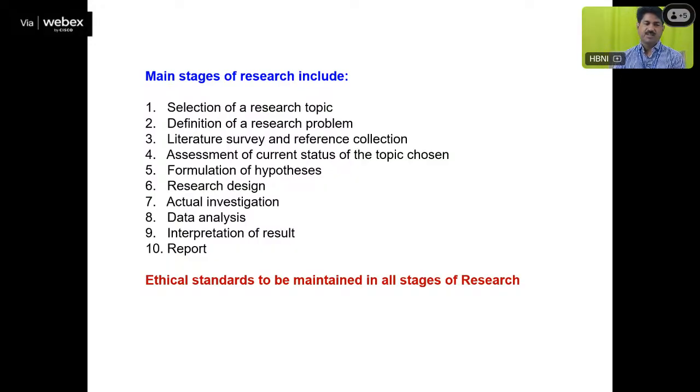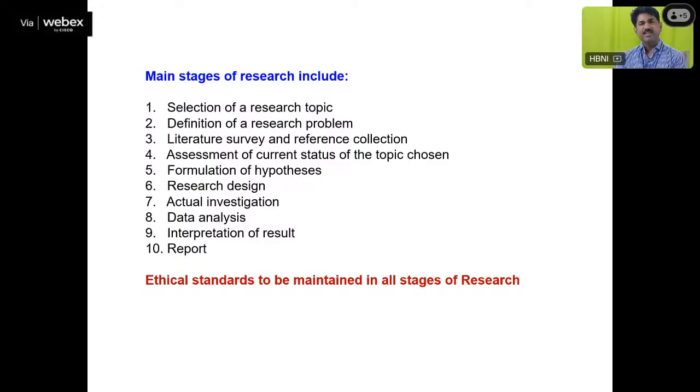This type of thing we also have to avoid by following ethical standards. We will do the literature survey in a proper manner, find out what the gap areas are, and tackle those areas very nicely. Also, during the research design, we can work on what the steps to be involved are.